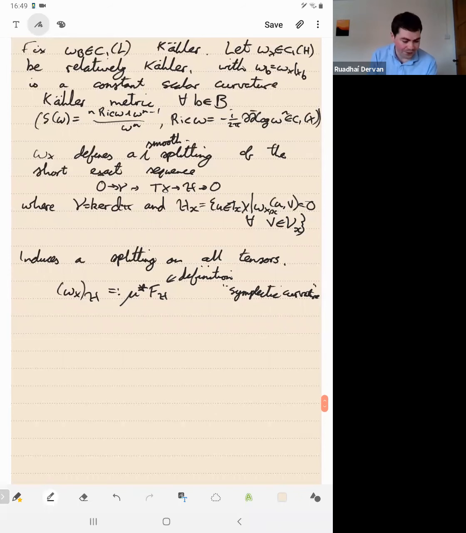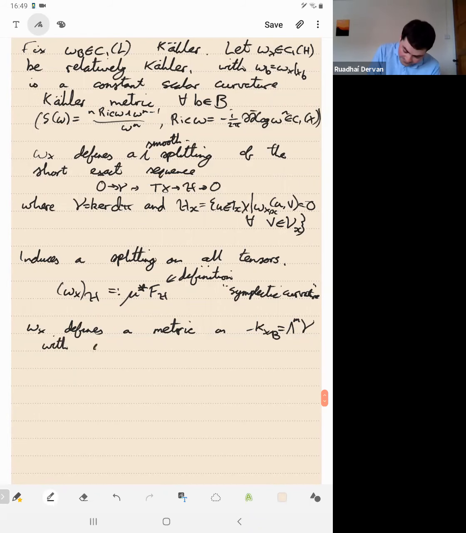Okay, we need to do more. We're in Kähler geometry, so we've got a lot more structure than this. So omega_X, in addition, defines a metric on the relative anti-canonical class. A Kähler metric induces a Hermitian metric on the anti-canonical class, and a relative Kähler metric induces a Hermitian metric on the relative anti-canonical class. So it induces a metric on -K_{X/B}, which is just the top exterior power of the vertical tangent bundle. And I'll denote the curvature of this by rho. So rho you should think of as a relative version of the Ricci curvature.